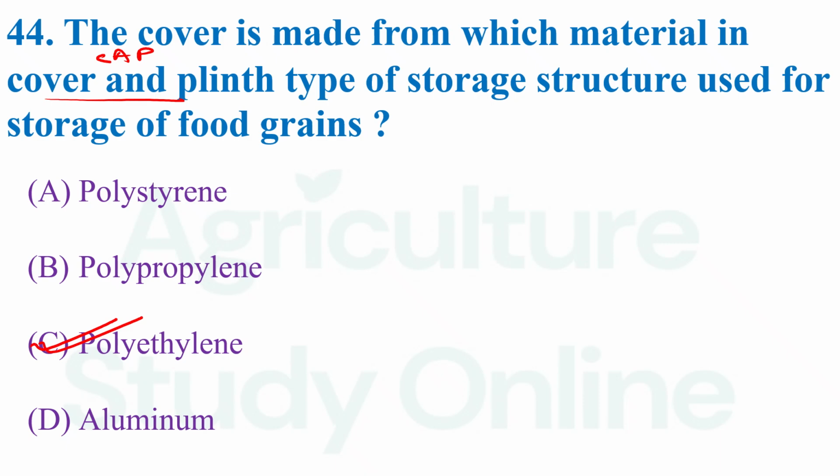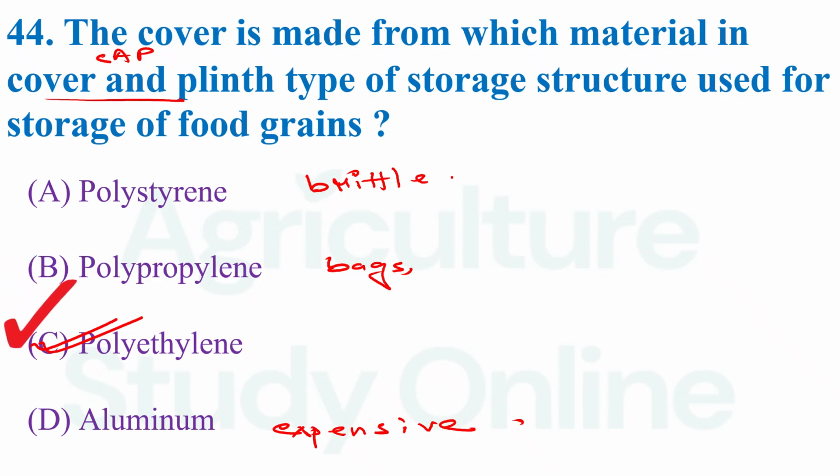Whereas polystyrene, it is brittle. Polypropylene, it is used in bags. And aluminium, it's expensive compared to polyethylene. So correct option should be option number C. Even this CAP storage, that is polyethylene sheets, they are tarpaulin-like covers.